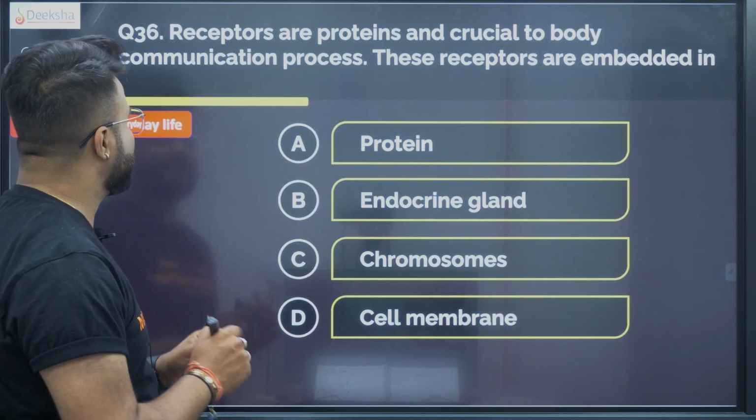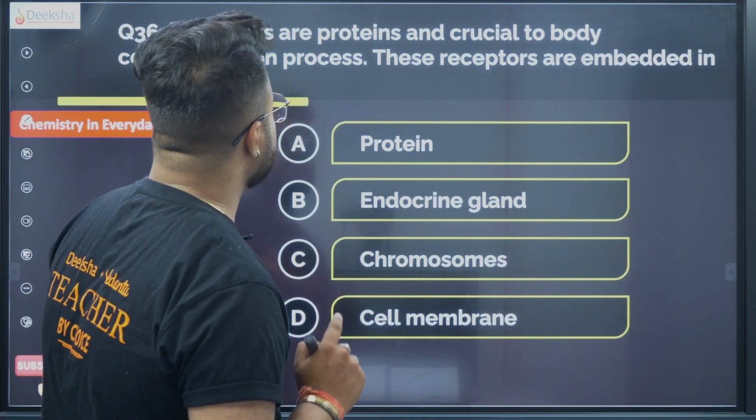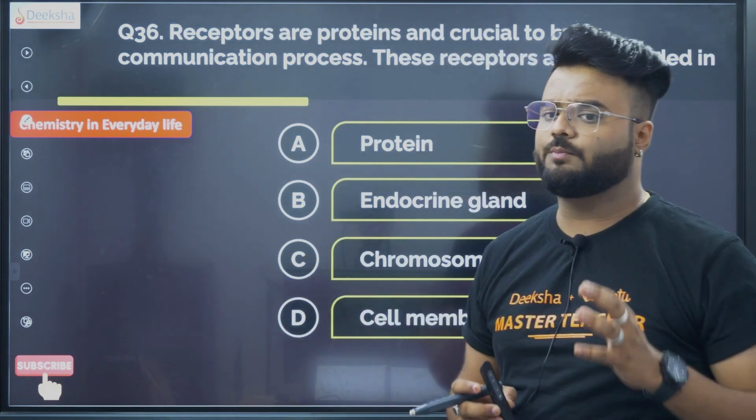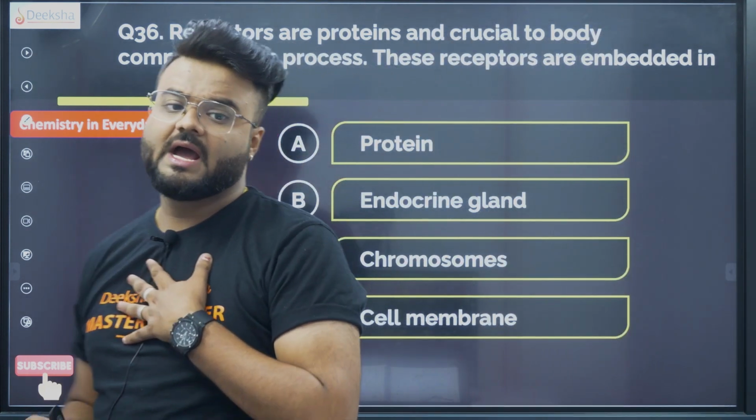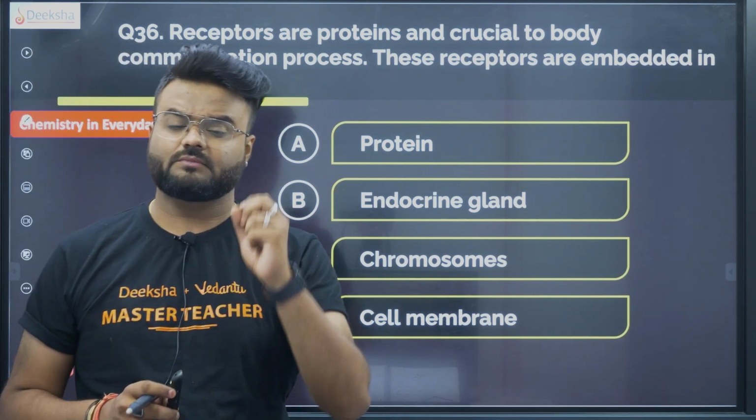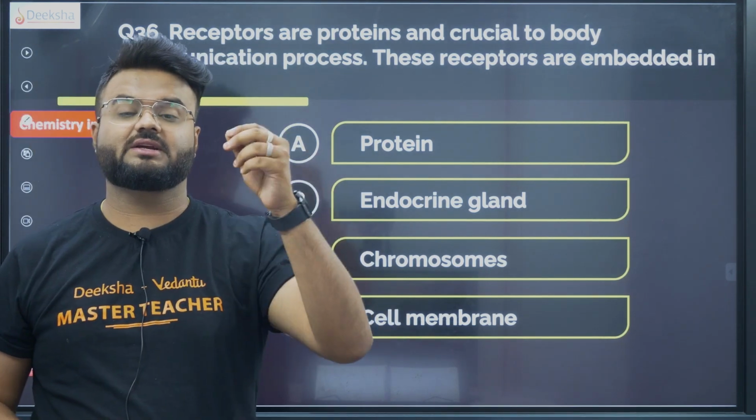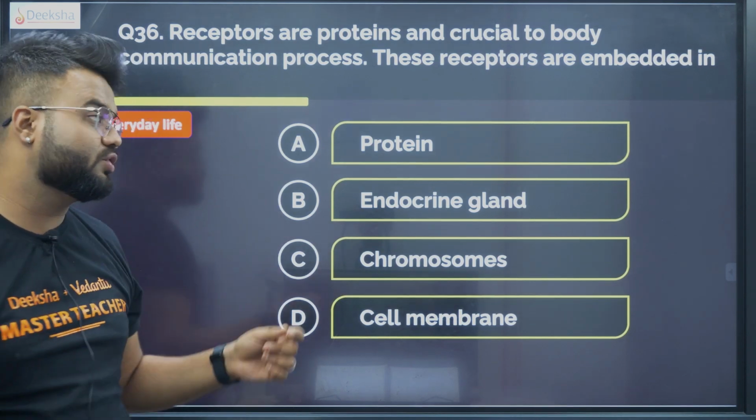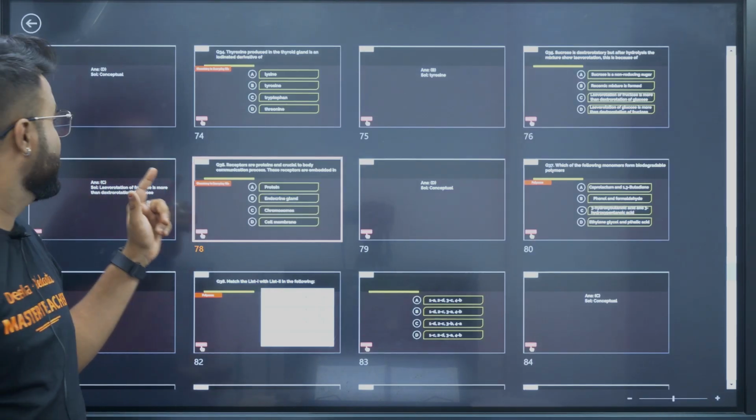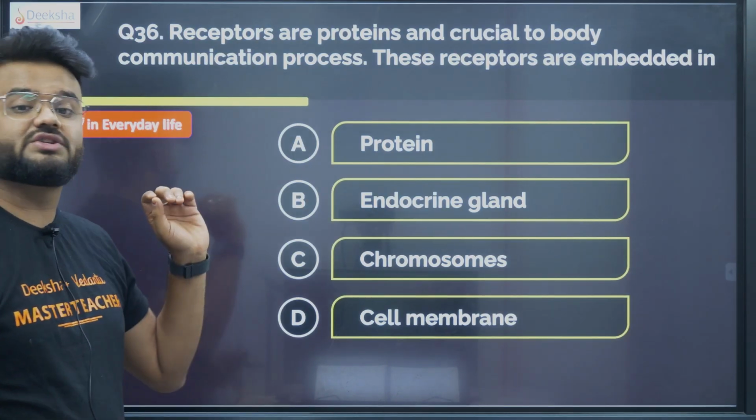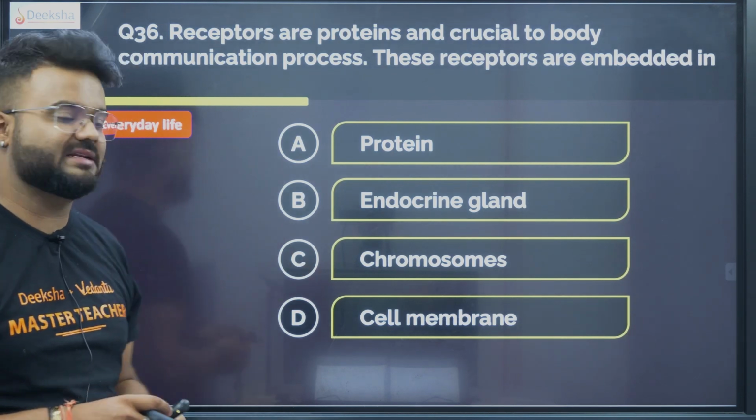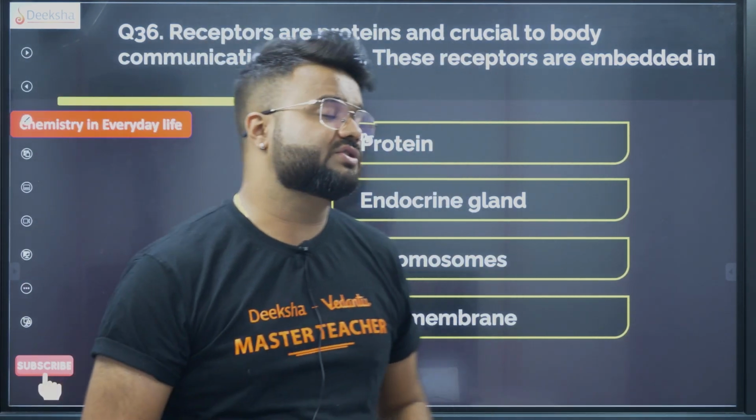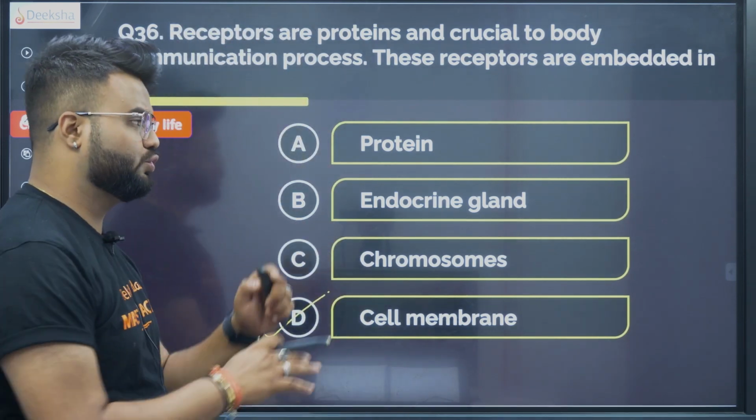Now, coming back to the question: receptors are proteins and crucial to our body. Everyone knows receptors are proteins and crucial to our body for the communication process. These receptors are embedded, means they are placed in dash. This question is from chemistry in everyday life. So the correct answer is your cell membrane. Most of the bio students can answer this. It is actually a removed part, so you don't have to worry.